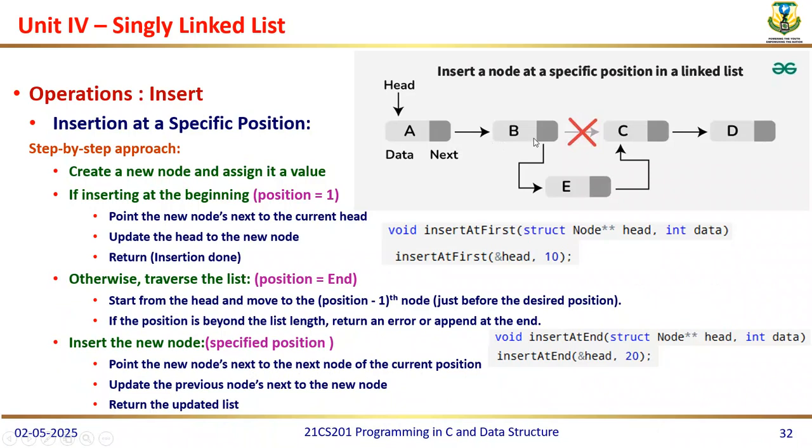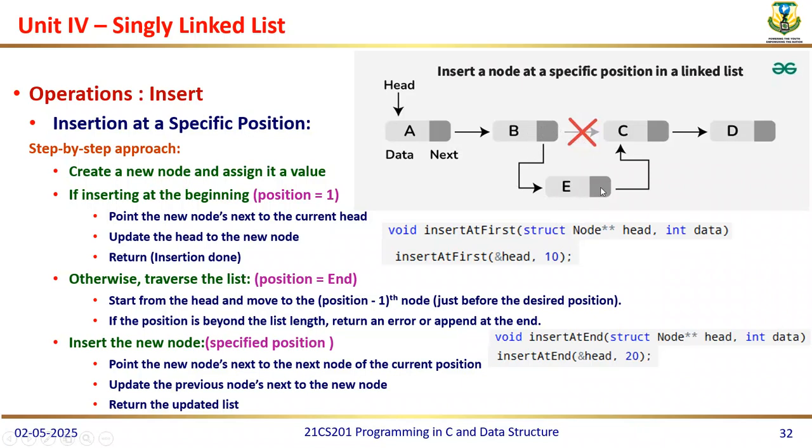For example, this is the node B. After B, I wanted to insert E. So what I wanted to do in this process is, B to C next address to be removed, and here the next address to be the address of E. Clear? So this address is updated here and we are making a link. Then B is connected to E.